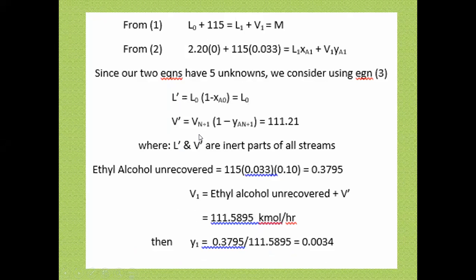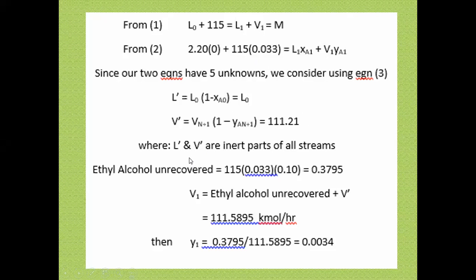In the case of our gas mixture, that would be the original amount, and we need to multiply it by the mole fraction of the inert part of that particular mixture, which is, of course, the part other than the solute. So that would be 1 minus y sub A n plus 1, giving us 111.21. So we multiply the 115 for the V sub n plus 1 by 1 minus 0.033 in here. That would give us 111.21. Now, these are already representing the L prime and the V prime.